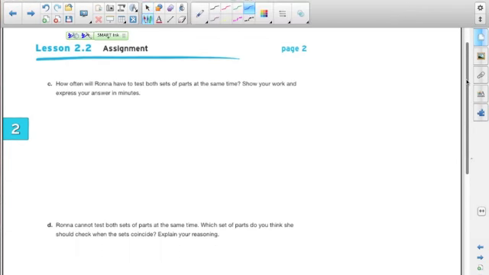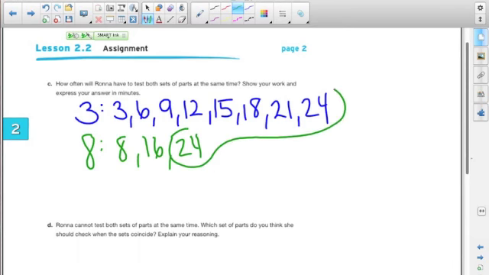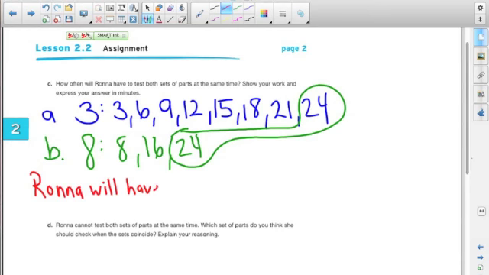So part C is asking, how often is Rana going to have to test both sets of parts? And so to do this one, I listed the multiples again. I listed the multiples of every 3 minutes for the one section and every 8 minutes for the other section. And the first multiple that is the same is the least common multiple. In this case, it's going to be every 24 minutes that she is supposed to test both parts at the same time.